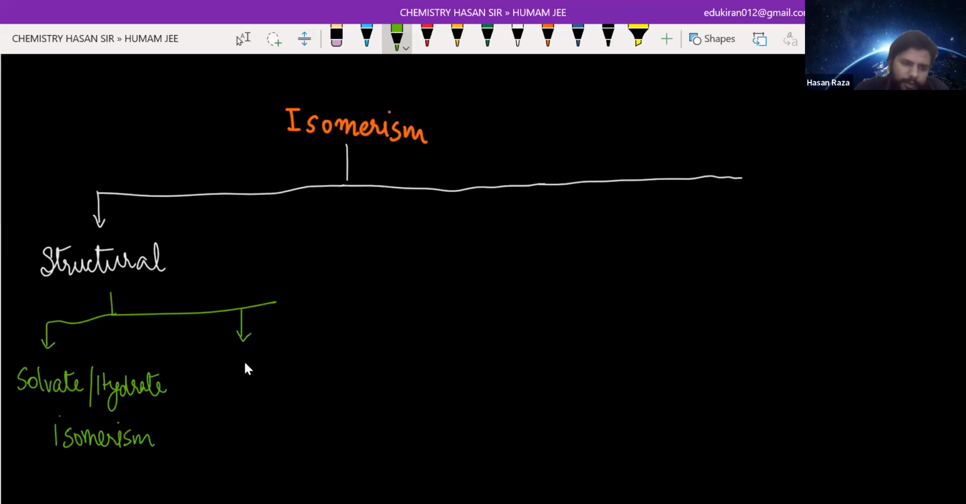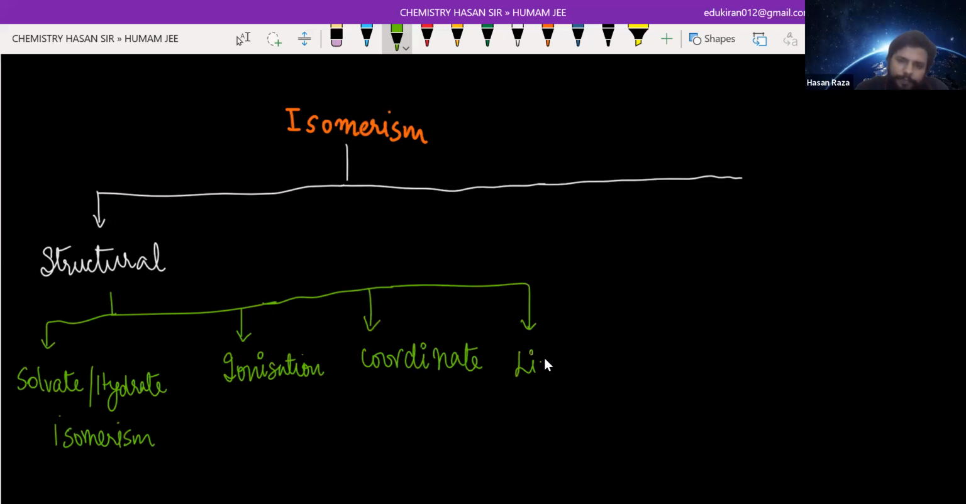The second one is ionization isomerism. I'm not going to write isomerism again and again, that is understood. Ionization structural isomerism or ionization isomers. Then comes coordinate isomerism. And then comes linkage isomerism.